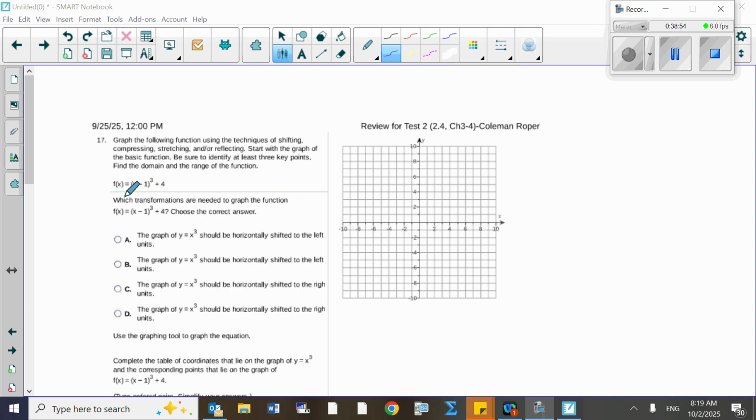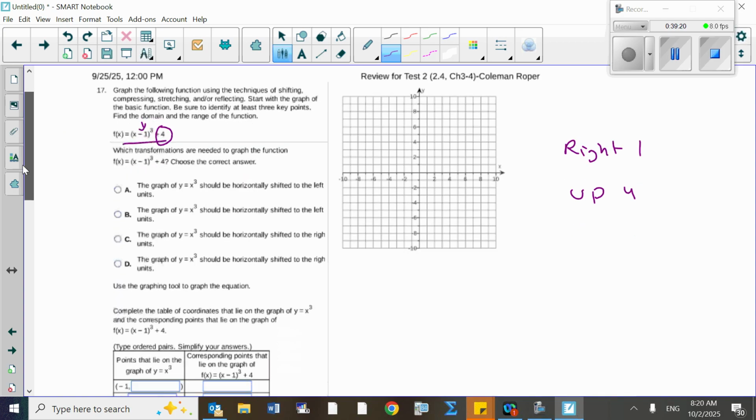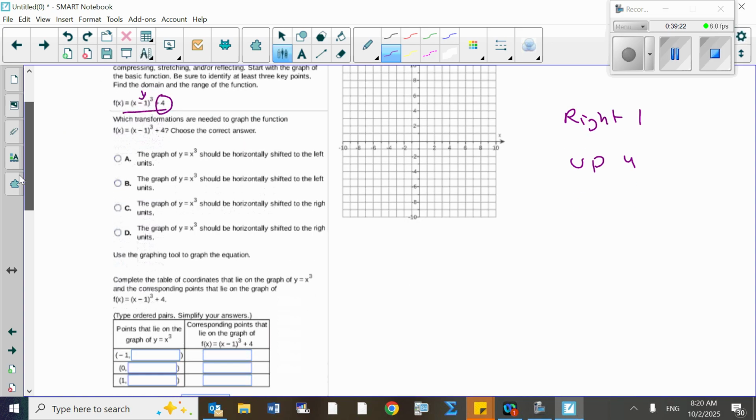Question number 17. First, we want to know what are the transformations that happen to this function. As you see, x is subtracted by 1. That means this is moved right 1. And added by 4 outside of the function. So this is moved up 4. So we have the cube function, which is moved right 1, up 4. Okay. Now we're going to graph the function.